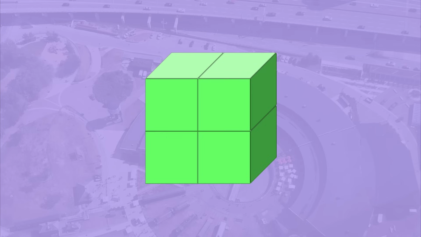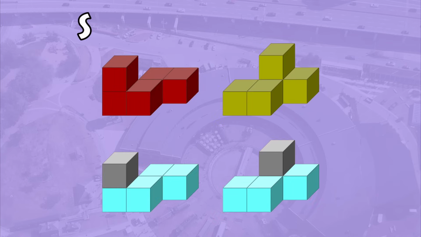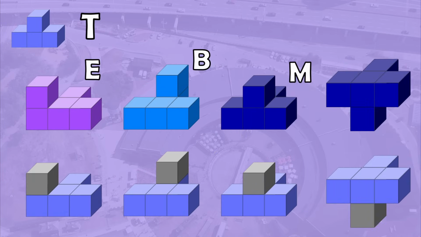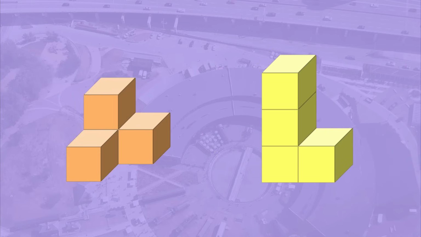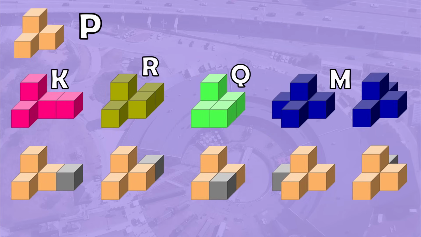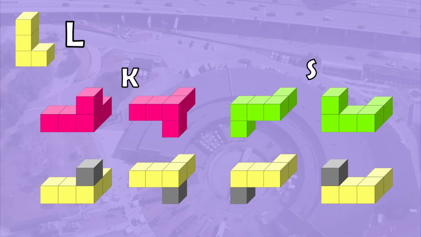The O tetracube is only present in the Q pentacube, which also isn't surprising considering the O tetromino was only present in the P pentomino. The S tetracube is only present in 2 of the pentacubes, being H and R. The T tetracube is only present in 3 pentacubes, being the E, B, and M. In fact, it's present twice in the M. 2 of the tetracubes are present in 4 of the pentacubes. The P tetracube is present in the K, R, and Q, all once, and the M twice. The L tetracube is present in the J and E only once, and the K and S twice.